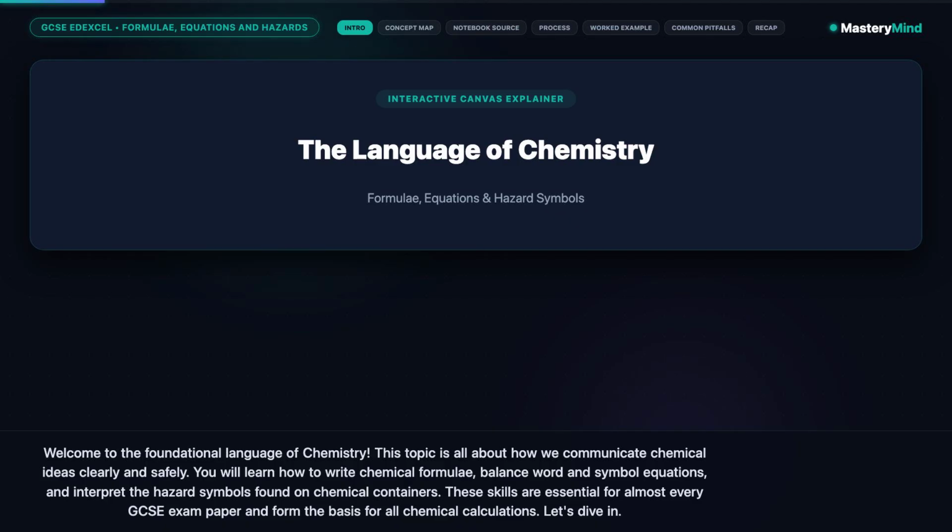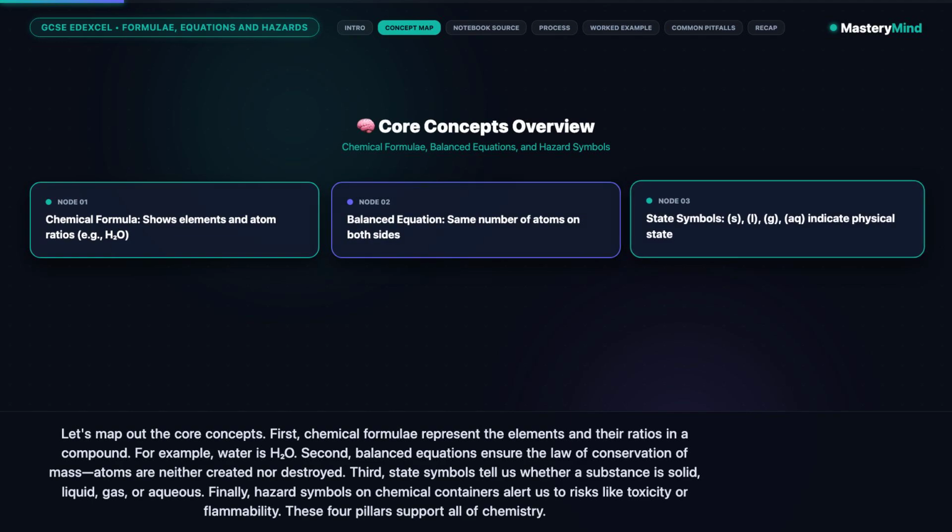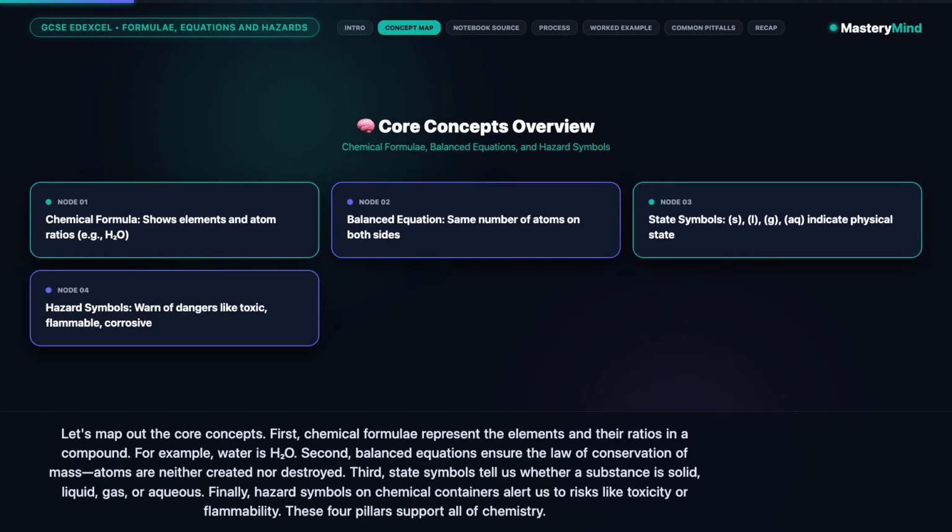Let's dive in. Let's map out the core concepts. First, chemical formulae represent the elements and their ratios in a compound. For example, water is H2O. Second, balanced equations ensure the law of conservation of mass. Atoms are neither created nor destroyed. Third, state symbols tell us whether a substance is solid, liquid, gas, or aqueous. Finally, hazard symbols on chemical containers alert us to risks like toxicity or flammability. These four pillars support all of chemistry.